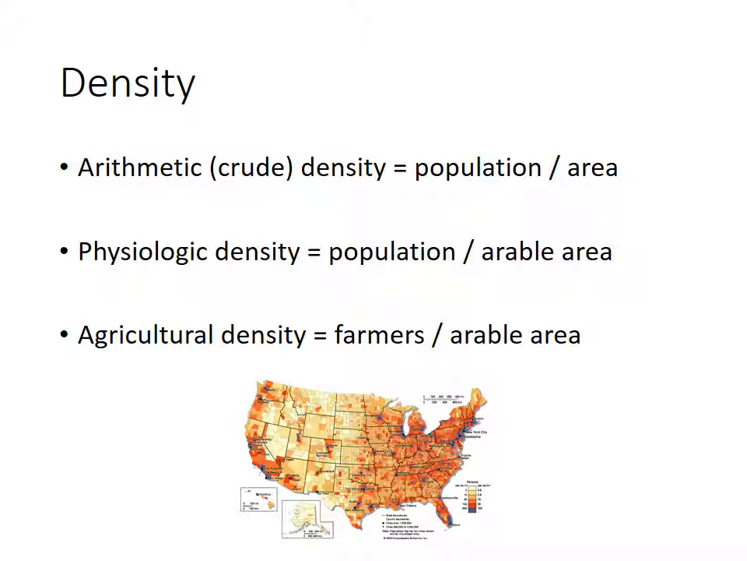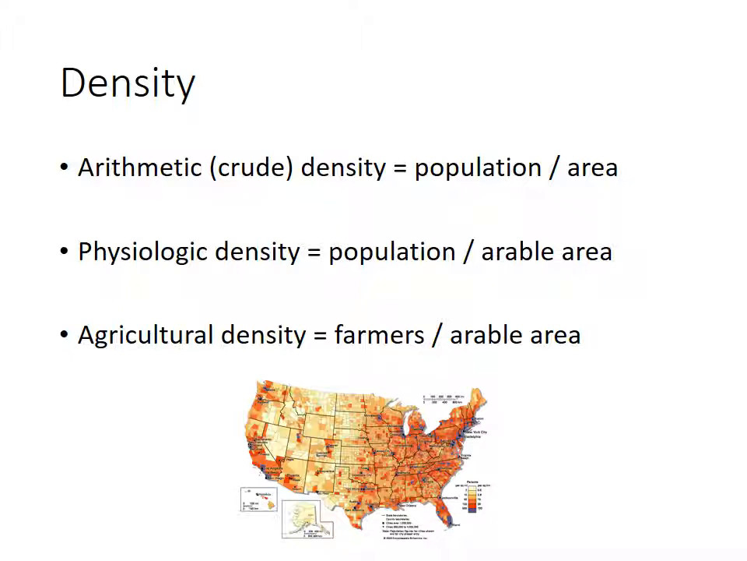Your book talks about Egypt as an example. Egypt appears not to be very dense because most of it is desert and people aren't living there. But when you look at the physiological density of Egypt, it becomes much, much more dense. People are living pretty close together in the arable land.